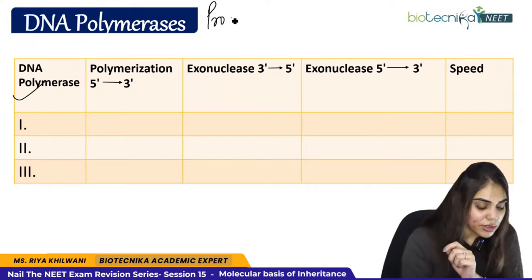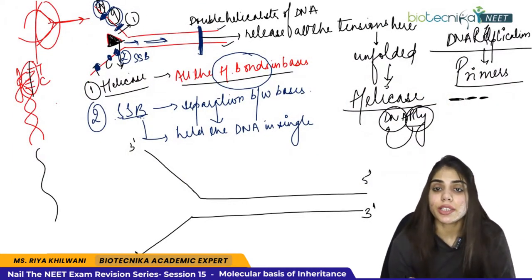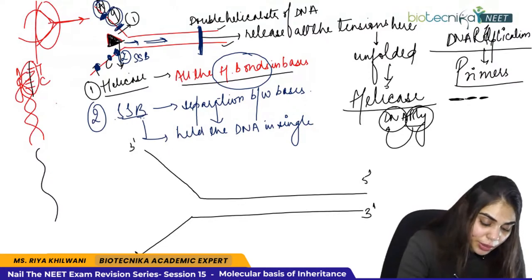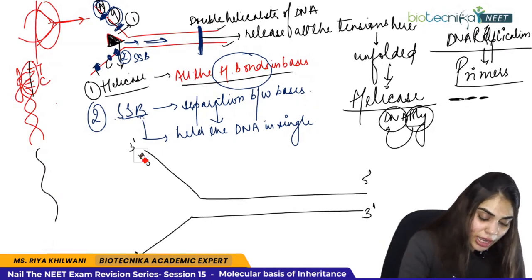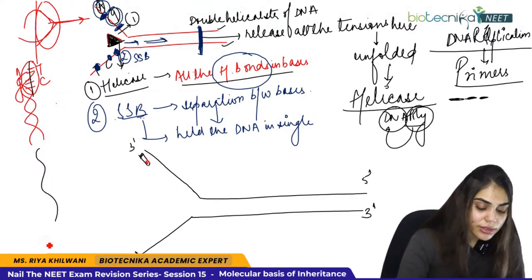So we'll come to this slide. DNA replication is not initiated by DNA polymerases. So who is going to start the replication? Firstly, the DNA primers or the RNA primers are synthesized. Who is going to synthesize these primers? Again, an enzyme. Which enzyme? That is called primase.